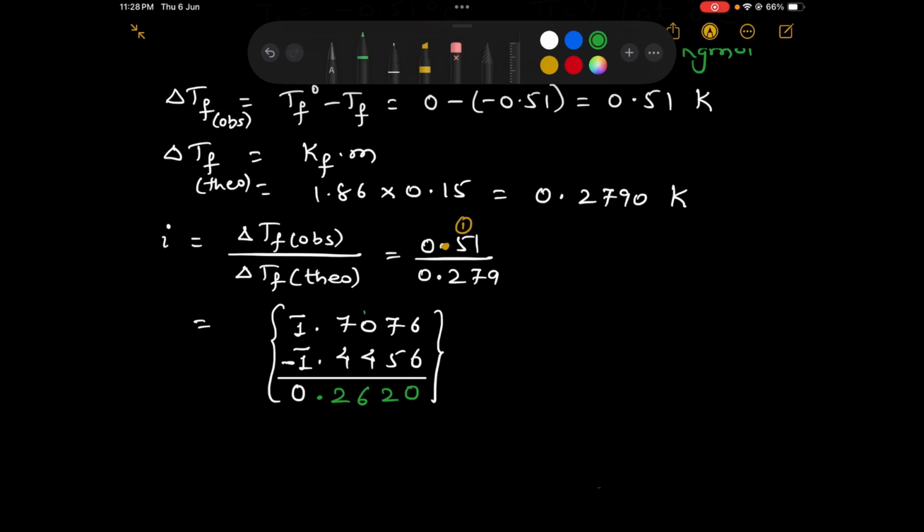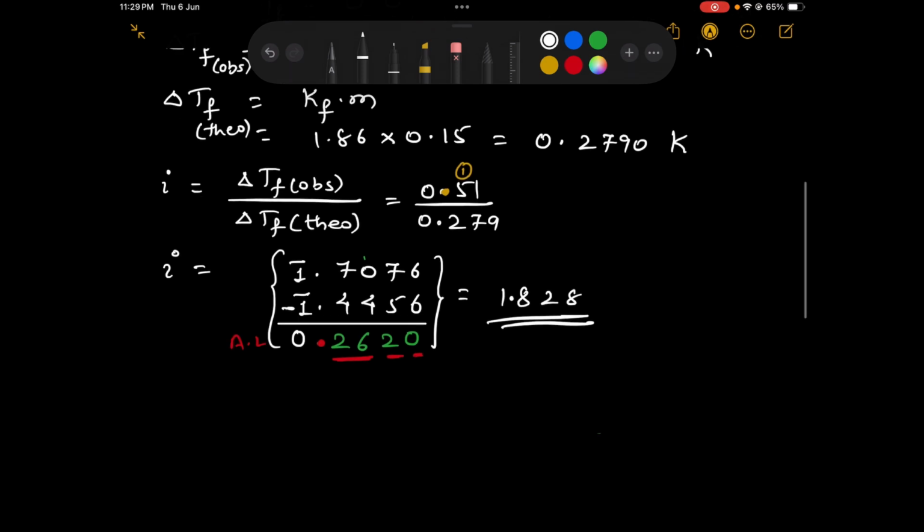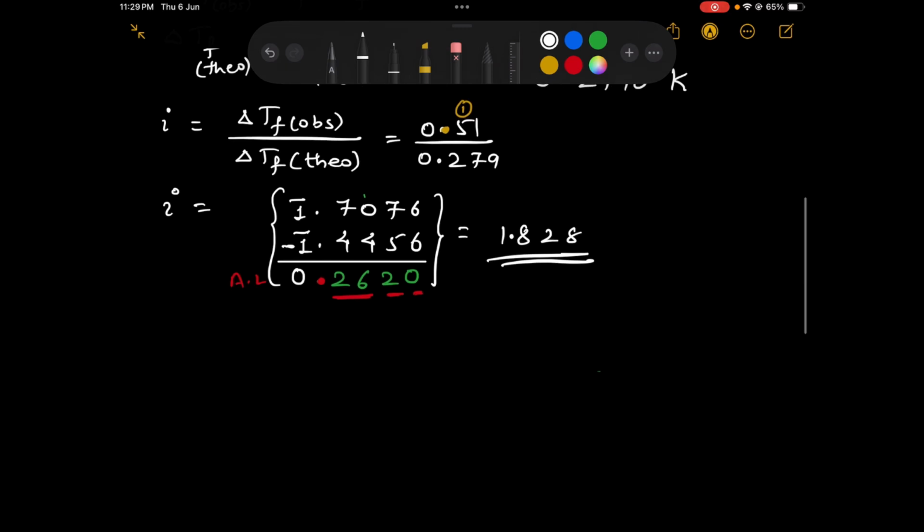Let's find out the antilog for the number 0.26 under 2 mean difference 0. So the antilog for this number is 1828. Directly put a decimal after one digit. Now since Van 't Hoff factor i is a ratio, it doesn't have any units.